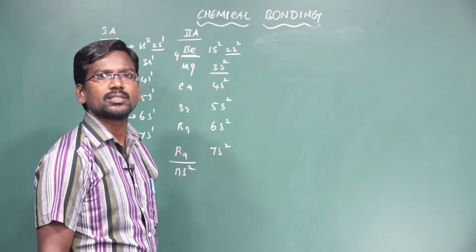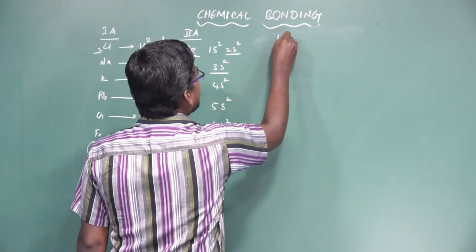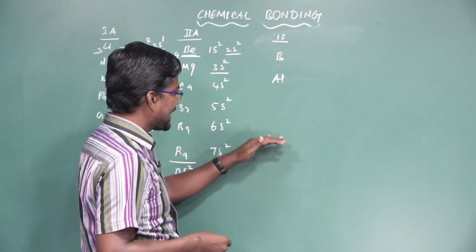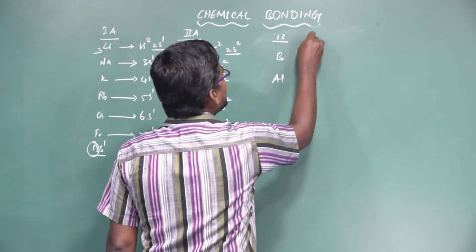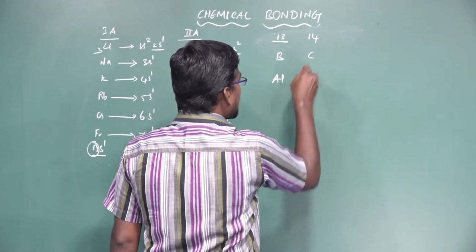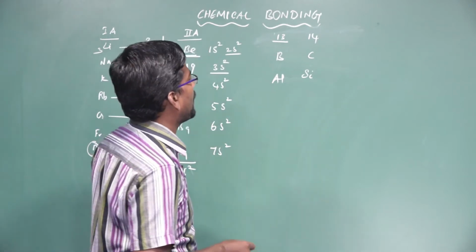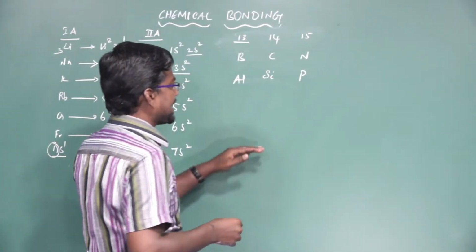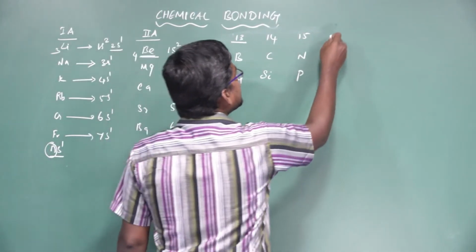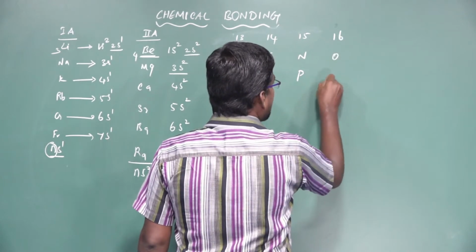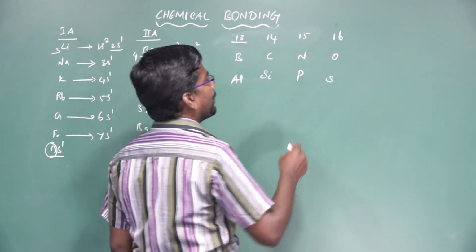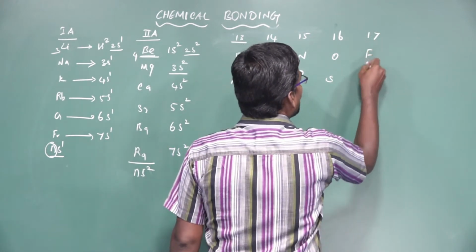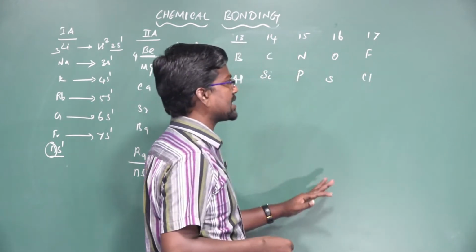13th group elements are boron, aluminium, gallium, indium, thallium. 14th group elements are carbon, silicon, germanium, tin, lead. 15th group elements are nitrogen, phosphorus, arsenic, antimony, bismuth. 16th group elements are oxygen, sulfur, selenium, tellurium, polonium. 17th group elements are fluorine, chlorine, bromine, iodine, astatine.